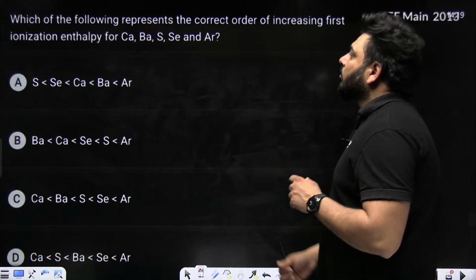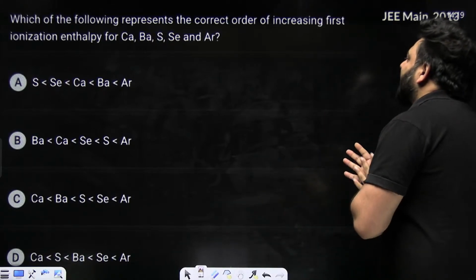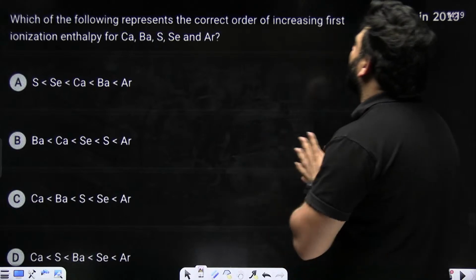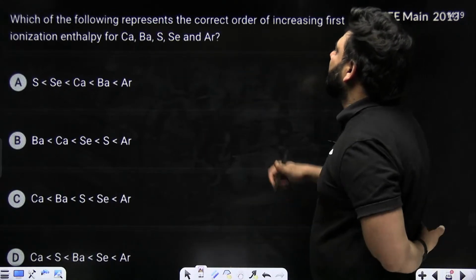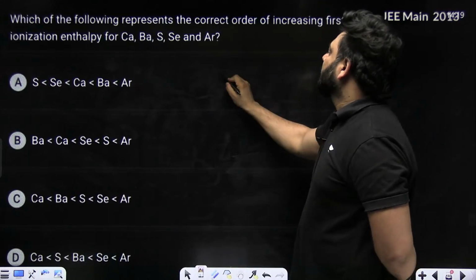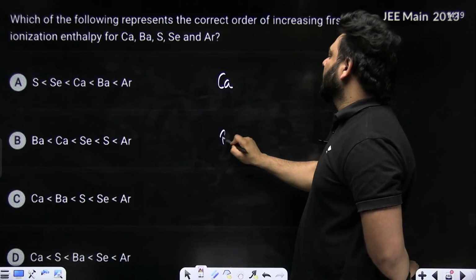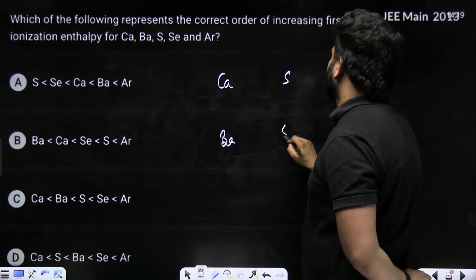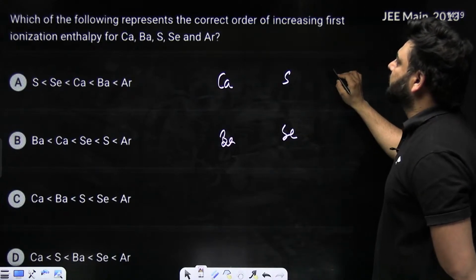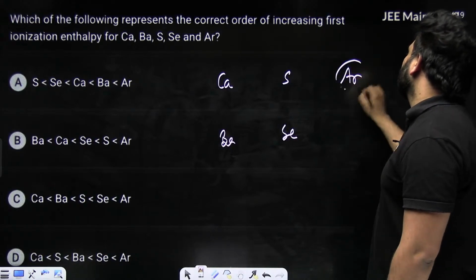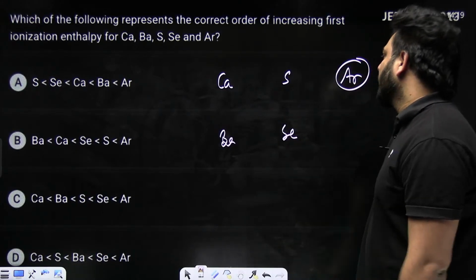Now let us check about the correct order of the ionization enthalpy out of these: calcium, barium, sulfur, selenium, argon. First of all, let us put them in the correct way. So we have third period elements here. This is calcium, this is barium, this is sulfur, this is selenium, and this is argon. So no doubt argon has the highest one comparing to all of them.